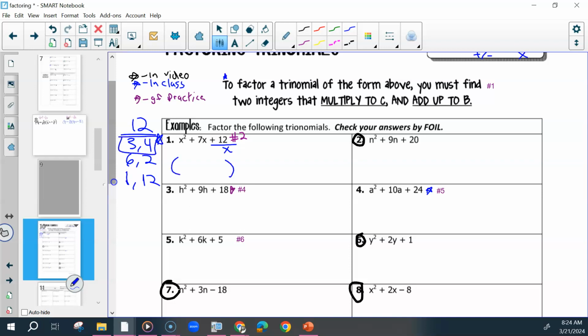So you're going to have 2 sets of factors, just like your difference of squares. Whatever the variable is going to come first in both. And if these were both positive, you're going to put plus 3, plus 4.